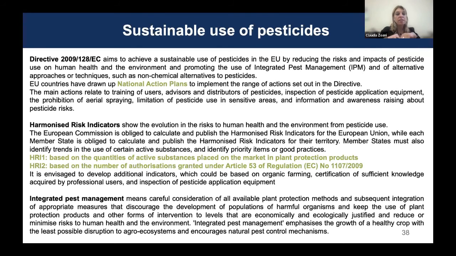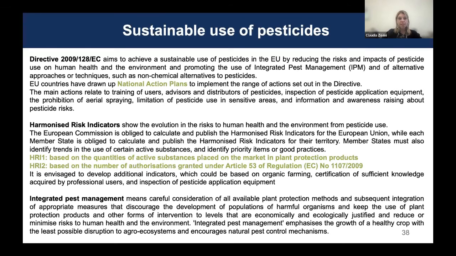The first one is based on the quantities of active substances placed on the market in plant protection products. And the second one is based on the number of authorizations granted under the regulation 1107 of 2009. It is planned to develop further indicators, which could be based on organic farming, certification of knowledge acquired by professional users, and inspection of pesticide application equipment.